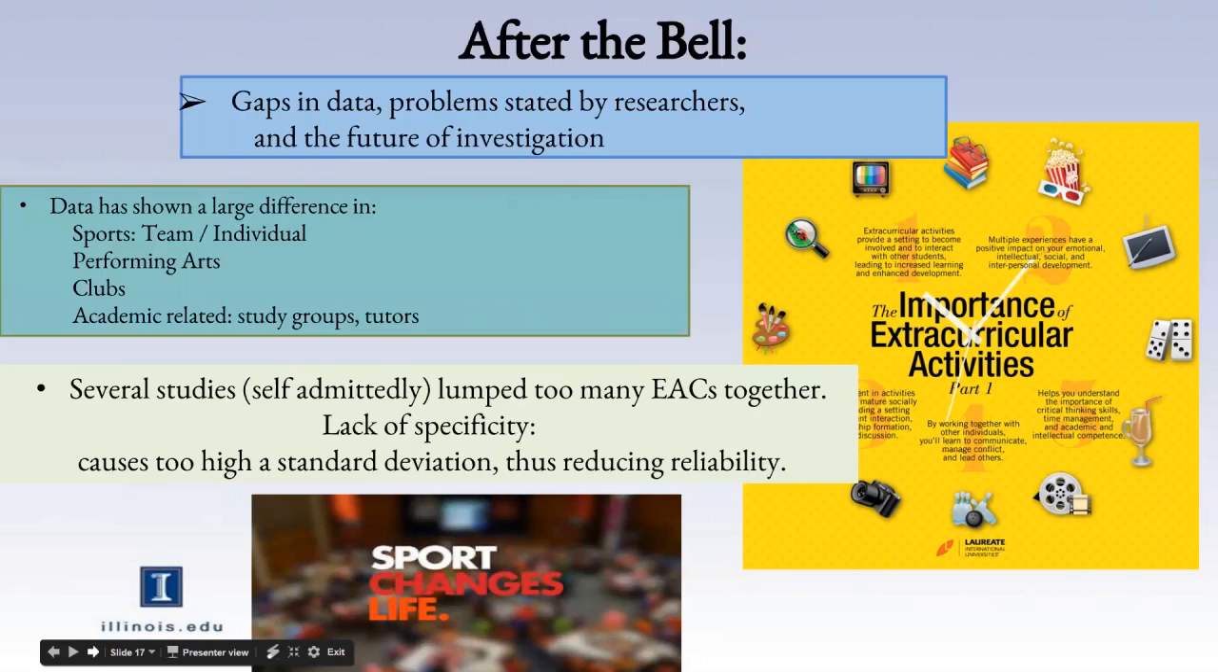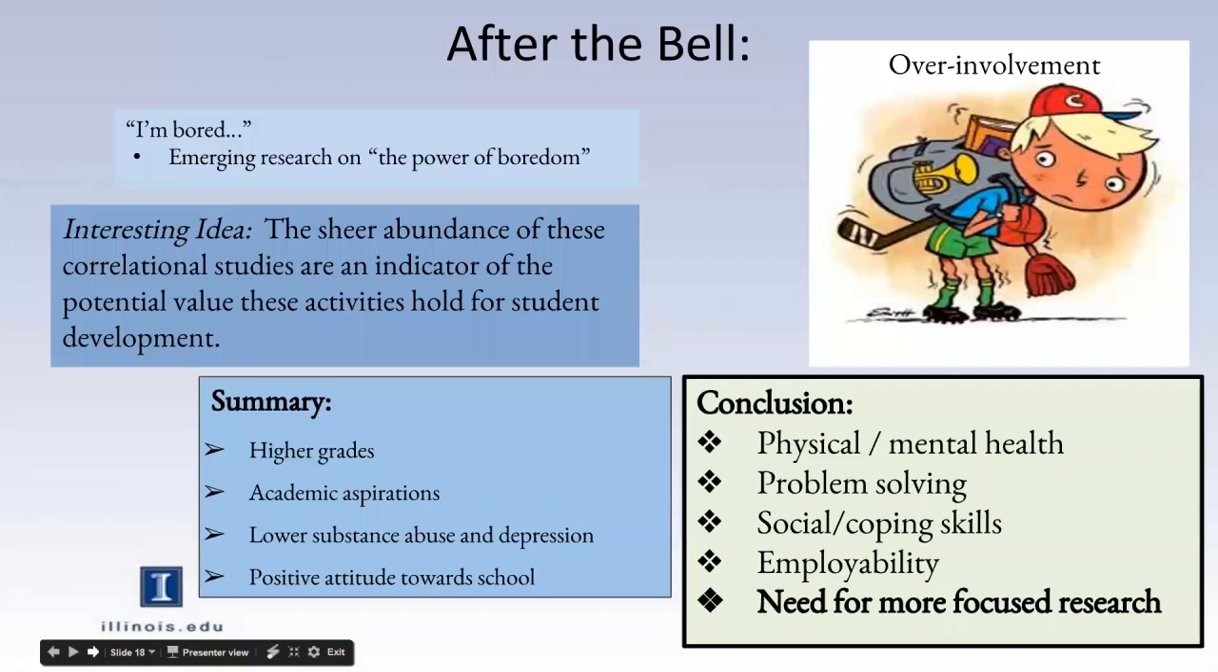So the lack of specificity with the data is one of the big gaps of what needs to happen. And this is actually self-admittedly admitted in a lot of their conclusions and evaluations of their own research, that they have lumped too many of the ECAs in together. And you look at the standard deviation between something like team sports all the way down to a tutor group, it's huge. So their reliability is in question a little bit.